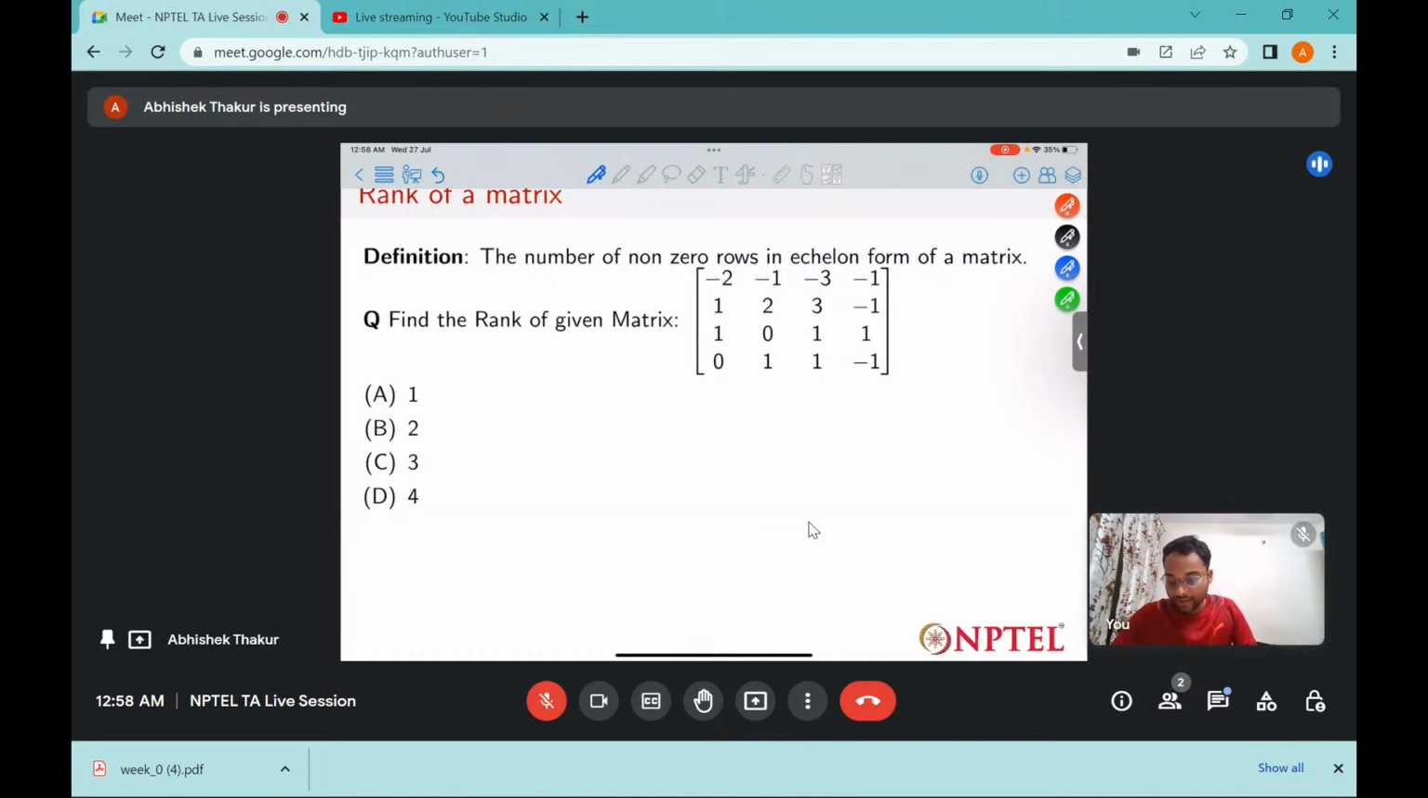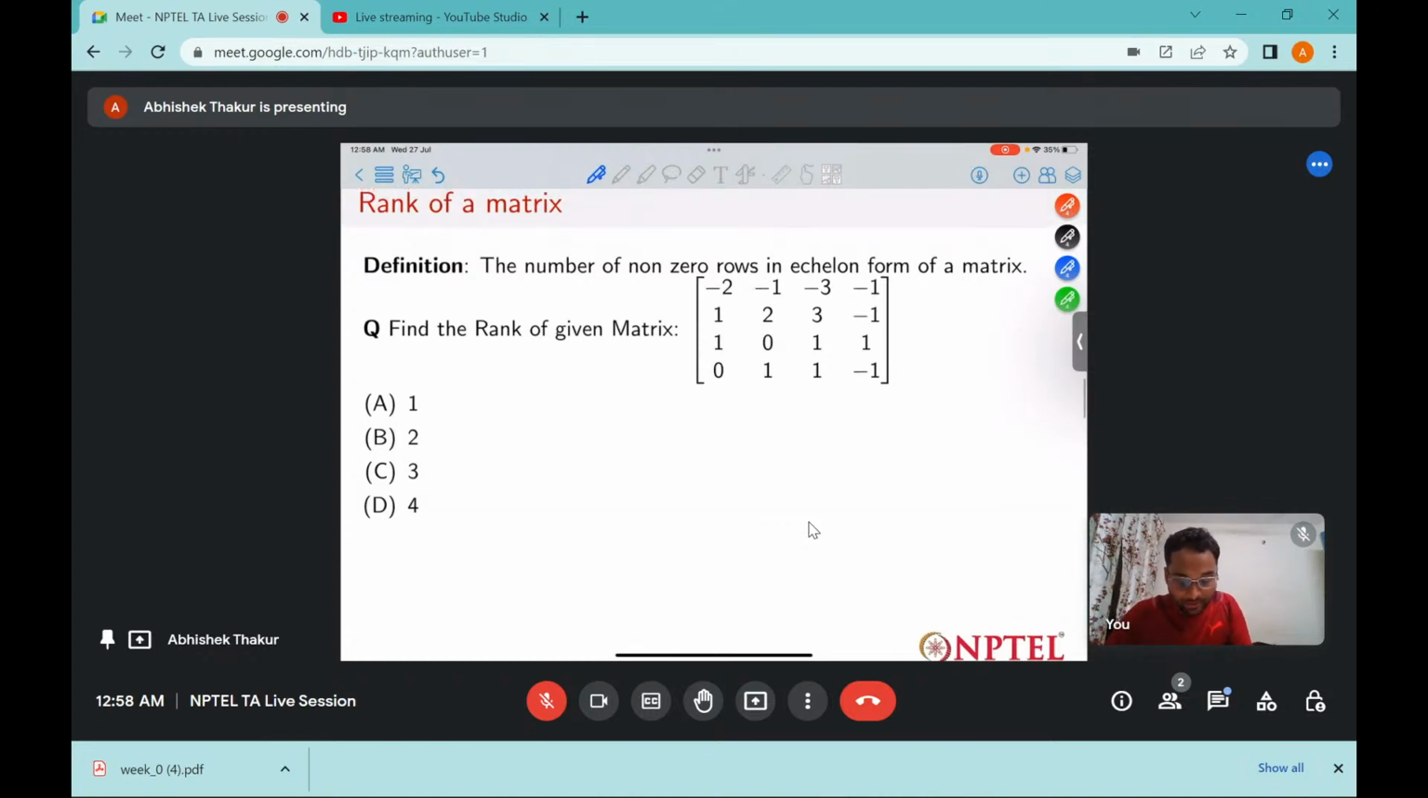Now coming to the next way, that is the row echelon form. In this method we have to find the number of non-zero rows in the echelon form of a matrix. Okay, how can we find the echelon form? The echelon form can be found using elementary transformations, which can be row transformations or column transformations. But in this question we will use row transformations, and we will see how many rows are non-zero in the echelon form of this given matrix A. Okay, so this is our given matrix.